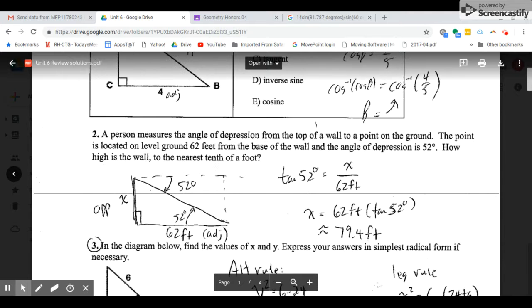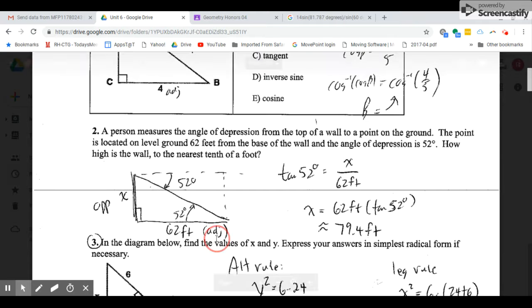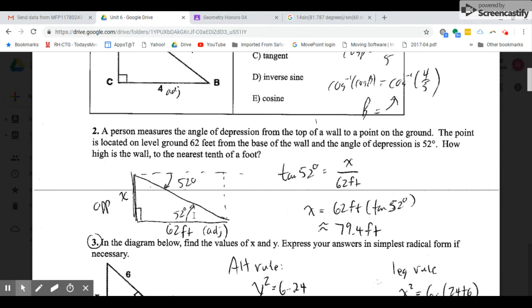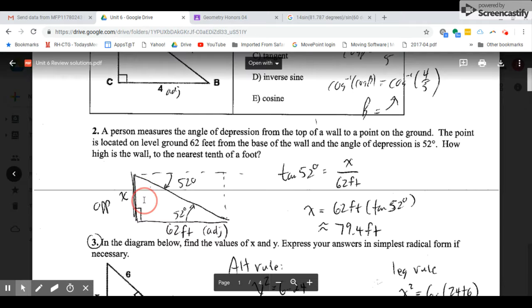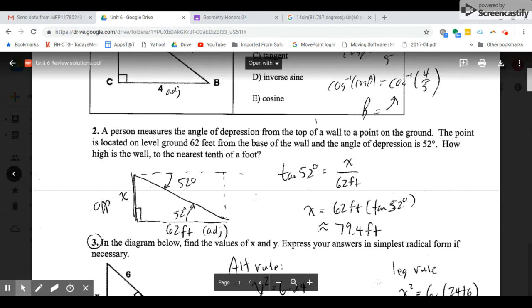Okay, number 2, nobody asked for that one, but again you can see how I'm labeling my sides, so I know I have to use tangent because opposite and adjacent are involved in the angle. Make sure you're not using this angle. If you called this angle 52, you're not going to come up with the right answer, right? You'd be using the complement of 52, which is not the correct angle here. So this angle is 52, alternate interior angles.